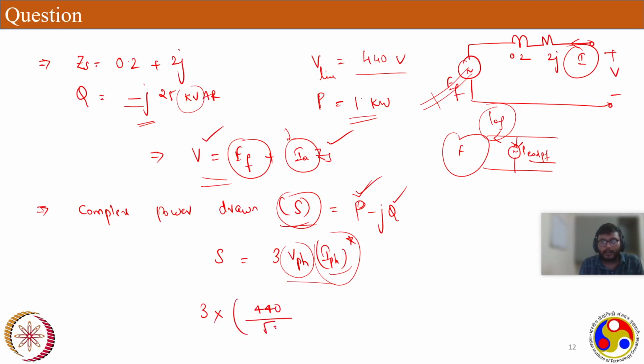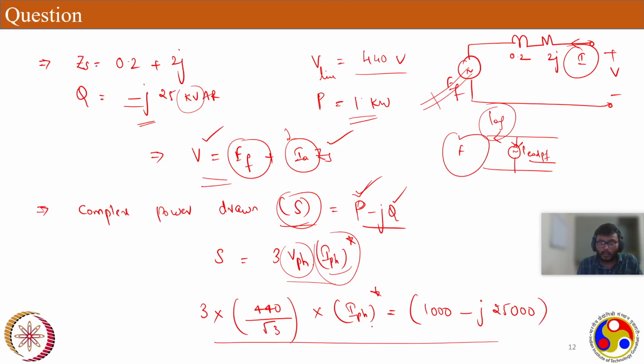440 divided by root 3 multiplied by I phase star is equal to P minus jQ. What is P? 1 kilowatt, 1000, minus jQ is 25 kilovolt ampere. So please solve this to get I phase star. I will also calculate with you.